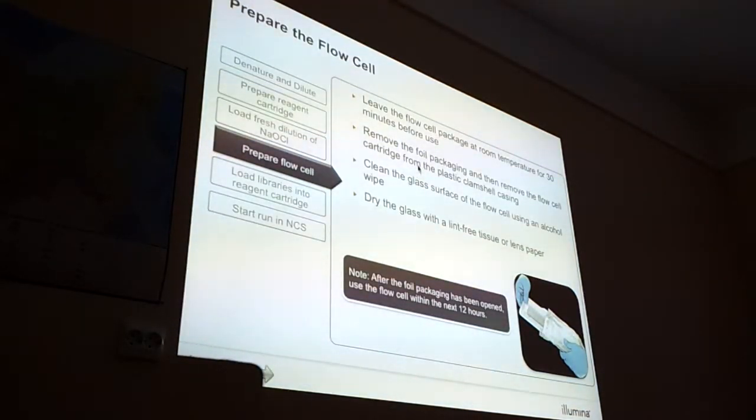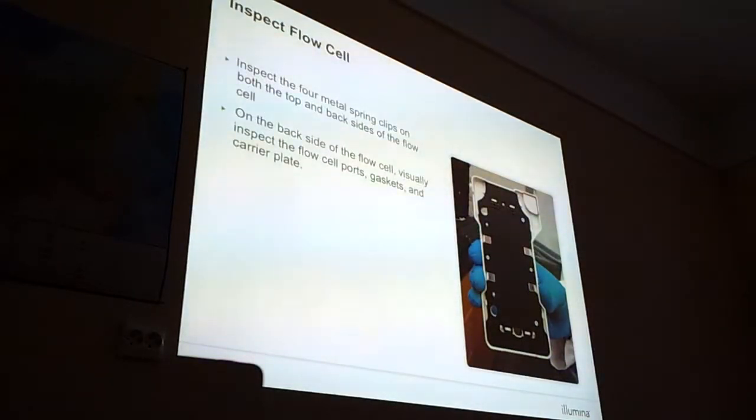Then afterwards you remove the foil. You can clean the glass surface with some tissue and only some drops of alcohol. So don't use a lot, only a little bit. Is it possible to use tissue with alcohol? Yes. But before you put it in the machine, it should be dry.